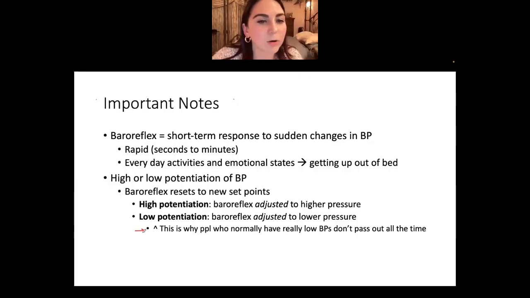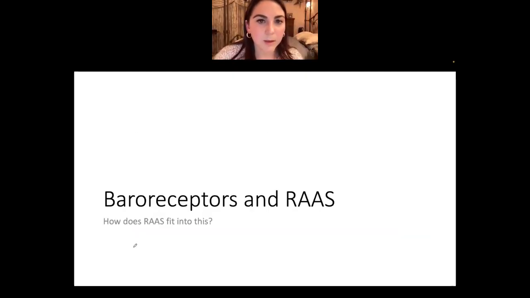And again, this is what I was saying earlier, why people that have really low blood pressures aren't just passing out all the time. It's because the baroreceptor reflex has adequately adjusted to this person's homeostasis. Okay.